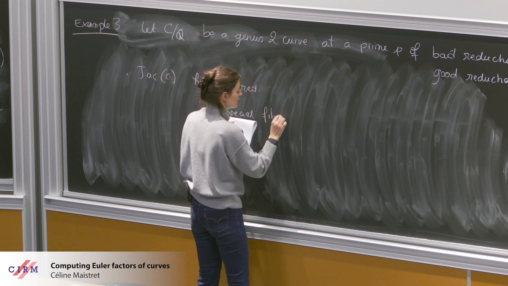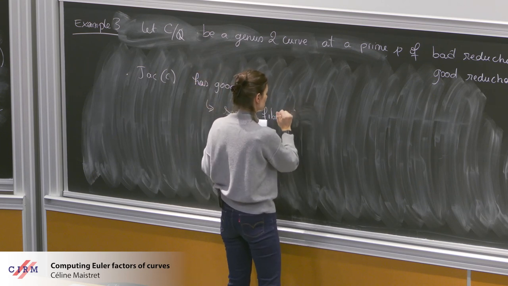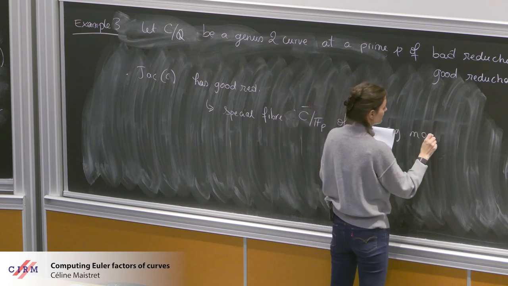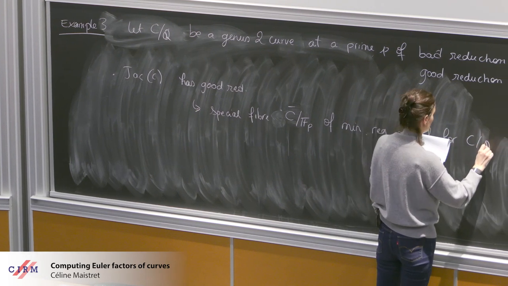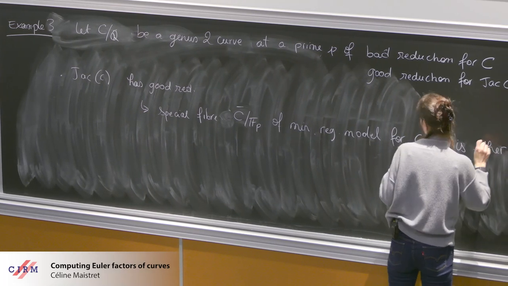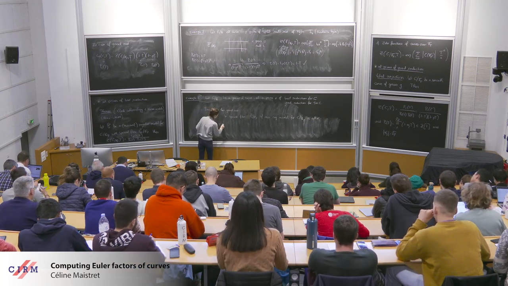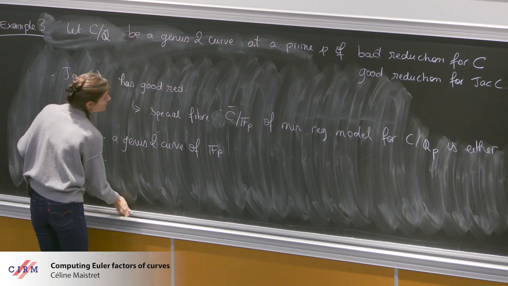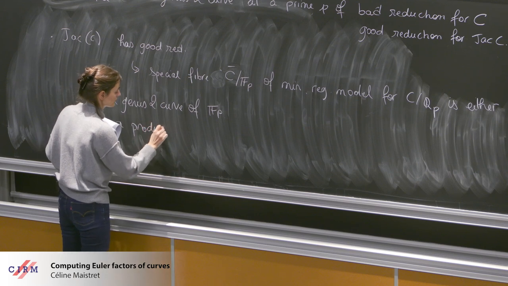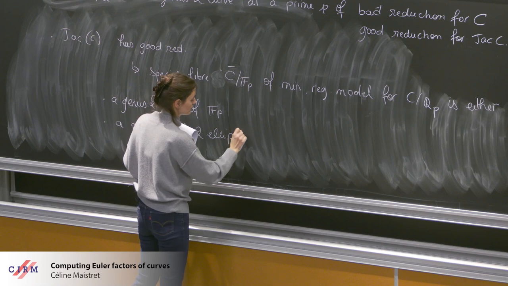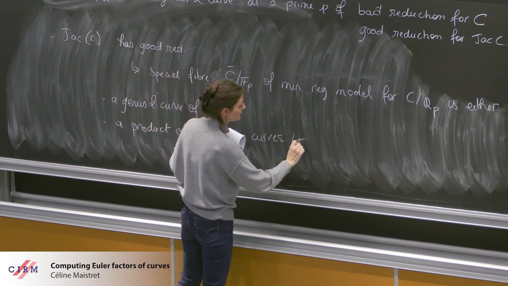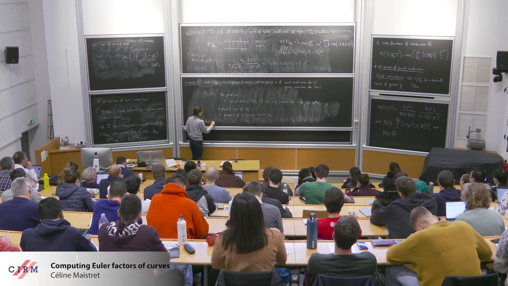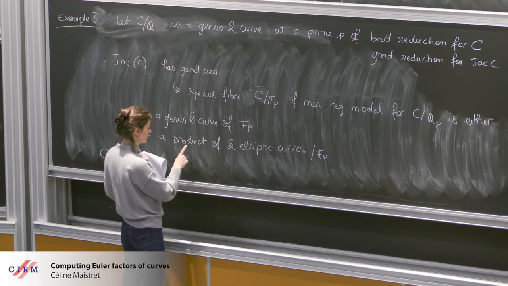So the special fiber C bar over Fp of the minimal regular model for C over Qp is either good reduction as well, so a genus 2 curve over Fp, or it could also be a product of two elliptic curves, the product being defined over Fp. But I have an extra hypothesis that tells me that C has bad reduction. So in particular, it forces my special fiber to be a product.